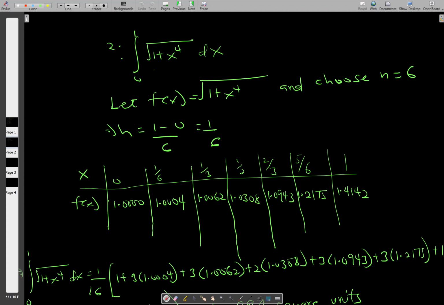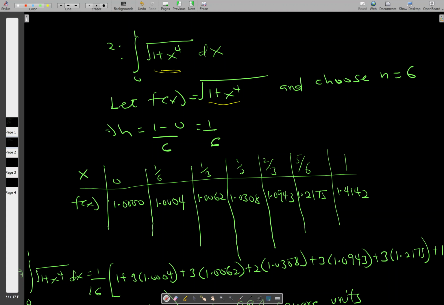For this question, n was not given, but I said earlier that when you meet a question like that, you are advised to choose 6. That is the convenient number of sections that you can choose, or the convenient value that you can assign to n. So we choose n to be equal to 6. 6 is a multiple of 3.